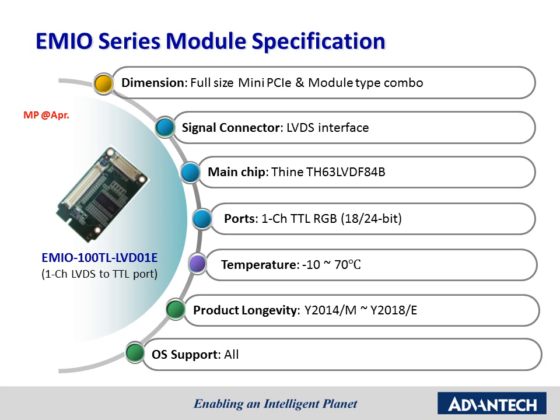The EMIO-100TL-LVD01E is another module that allows a board or system to support legacy devices. This full-size mini PCIe module converts the LVDS signal to TTL signal. No drivers are needed to be installed for this card, as the signal conversion is done through hardware. This module will approximately be available in April and will be phased in for about 4 years.